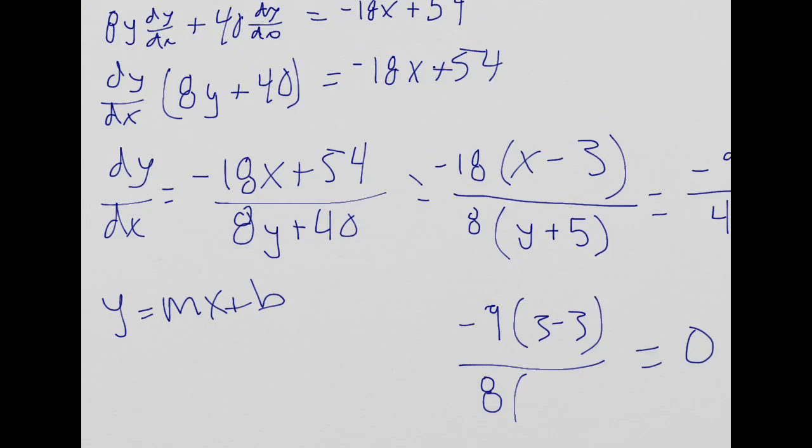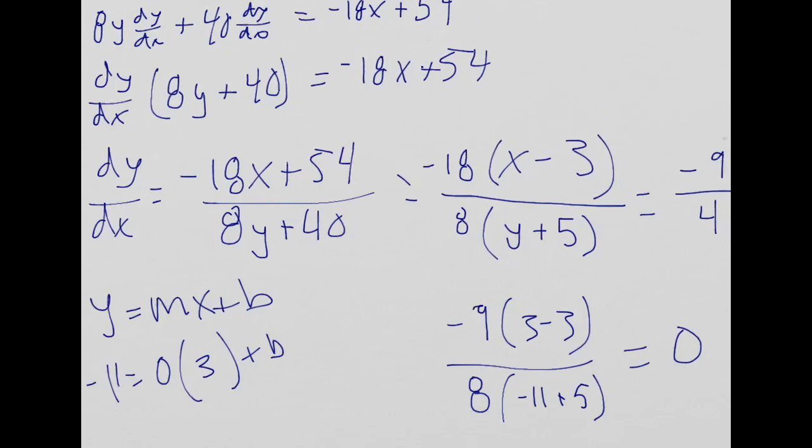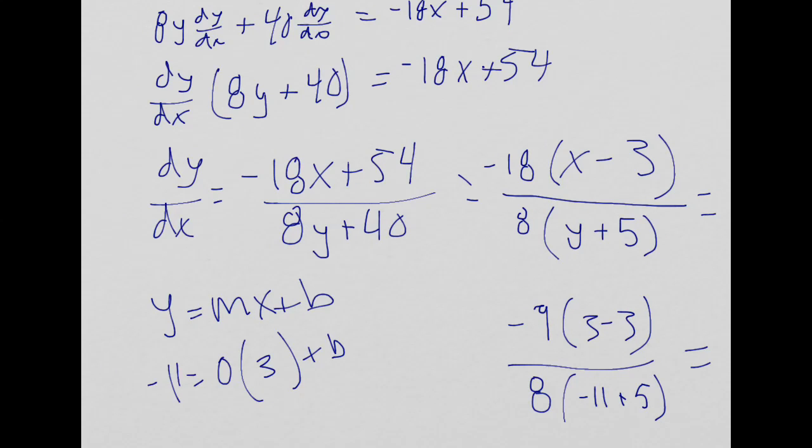We can go ahead and keep doing it if we want. So y was negative 11, plus 5, and we're going to get that 0 again. The y value we were told is negative 11 equals our slope, which is 0, times x, which is 3, plus b. So I know that my y-intercept is negative 11, which of course is obvious because my equation is just y equals negative 11, because I was at one of my vertices. That's why my slope is 0.